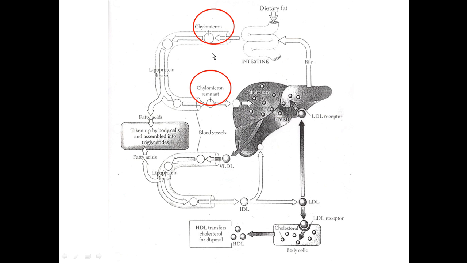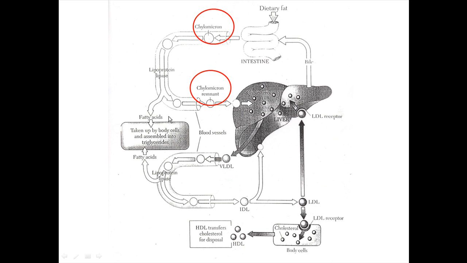What they're trying to indicate there is that as the chylomicron goes through the blood system, this lipoprotein lipase, an enzyme whose main function is to break down triglycerides in the chylomicron, will cause them to be released. And as you notice, this arrow comes down and goes to a body cell. So you can see here it's taken up by body cells and made into triglycerides.